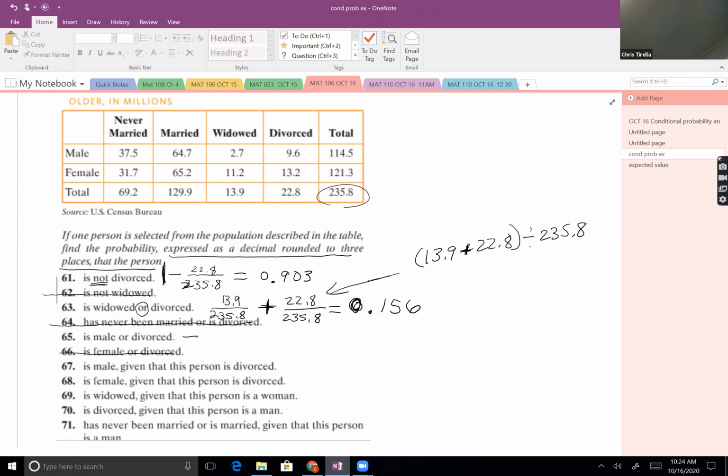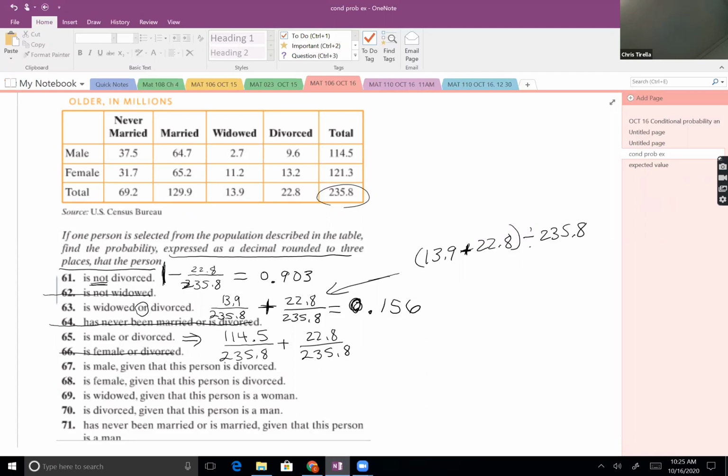Okay, next one is probability it's a male. So somebody want to tell me what's the fraction for males? Total males, 114.4, over 235.8, or, so we're adding. Total divorced is 22.8 over 235.8. But what do we have to be careful of here?